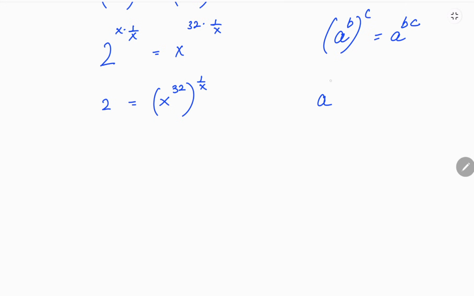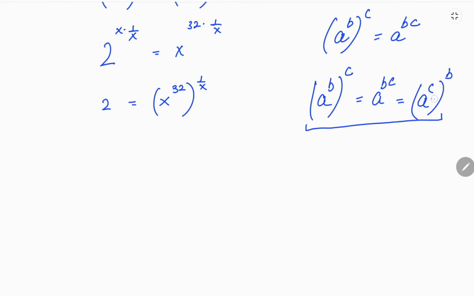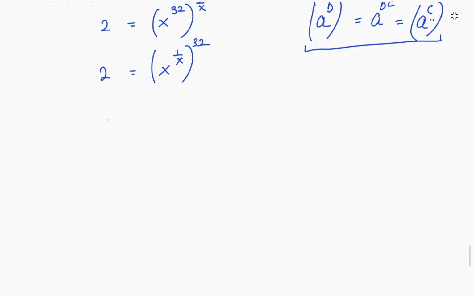Then I will tell you another rule. A raised to power b raised to power c. We know it is a raised to power bc, and it is a raised to power c raised to power b. All these three things are the same. We can interchange both powers, right? Because eventually they will multiply, so we can write 1 by x inside and 32 outside. How? 2 is equal to x raised to power 1 by x raised to power 32. So what do we get here? This is 2 is equal to this.